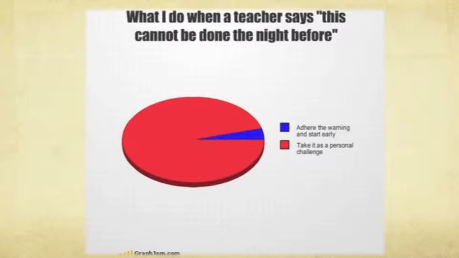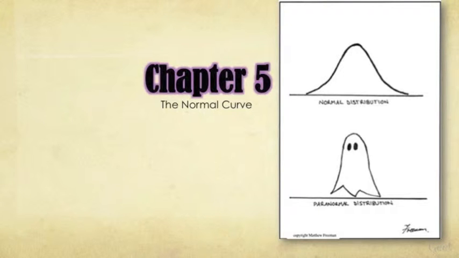F for fail. One of the most important probability distributions in stats is the normal curve. Normal curve is a theoretical probability distribution, so it's not based on empirical data. It has a symmetrical bell shape, and it's there to predict what may occur in a population.